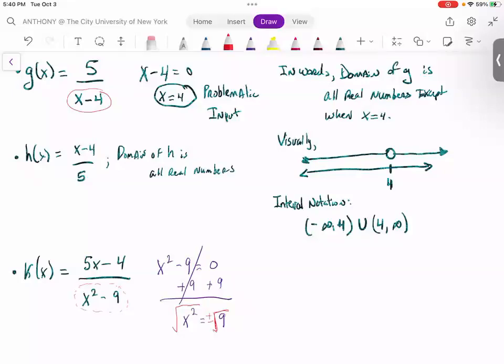3. So we're going to get two solutions here. We're going to get x equals plus or minus 3. So those solutions now are not our final answers, but they are our problematic inputs. X cannot be equal to 3. X cannot be equal to negative 3. This was one way of solving the equation.